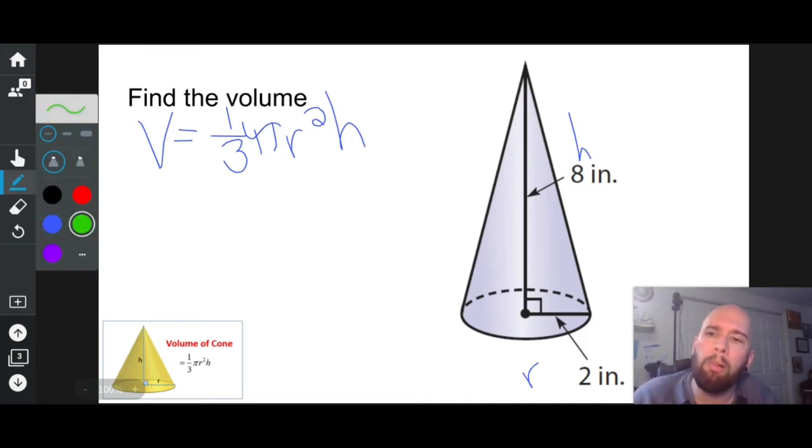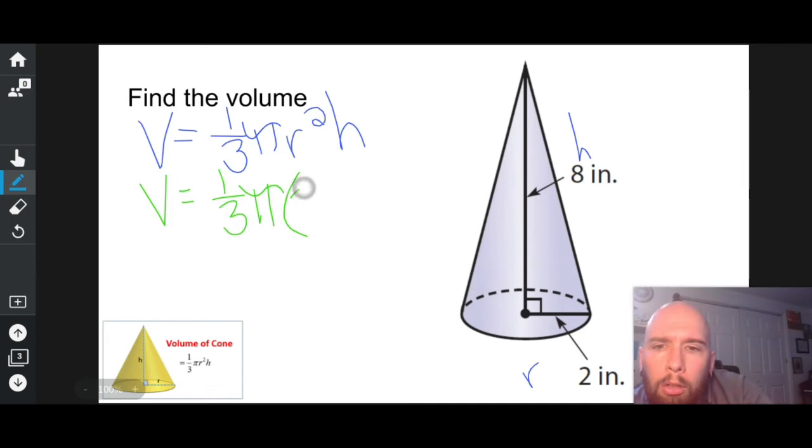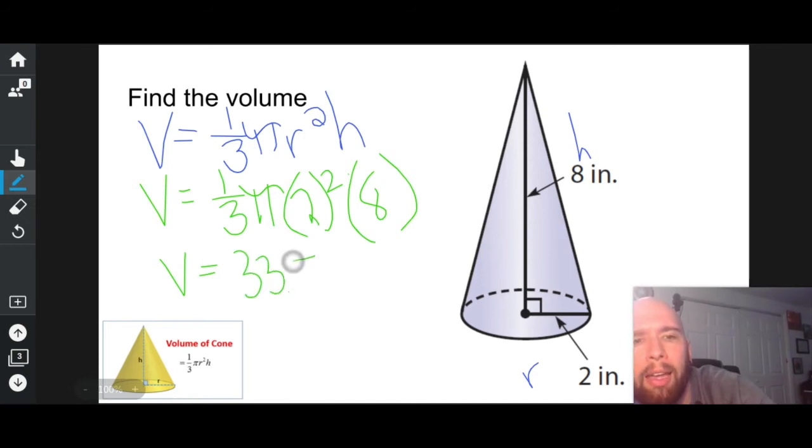Knowing what I know and plugging in what I labeled, volume is going to equal 1/3 pi, r squared is 2 squared, h is 8. Okay? That's very hard to do in your head, so I'm going to ask a friend. What is 1/3 times pi times 2 squared times 8? The answer is approximately 33.5103. So 33.51, we'll leave it at 33.5.